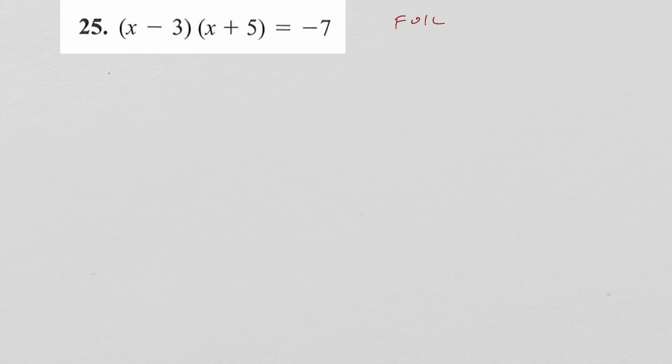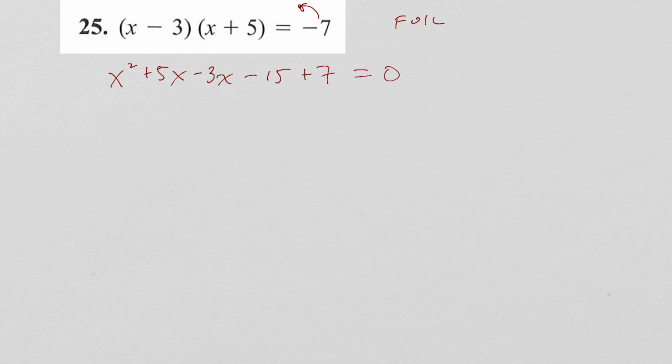The first gives me x squared. The outer on the left gives me a positive 5x. The inner gives me a negative 3x. And the last gives me negative 15. Let's bring this over in this step. And then I'm going to bring this over, and that'll give me a plus 7 over here. And now it's equal to 0.